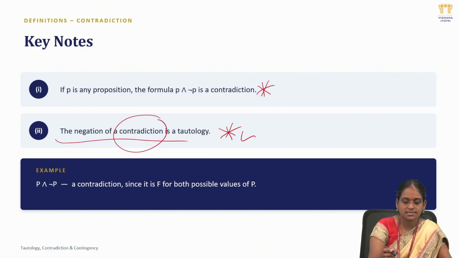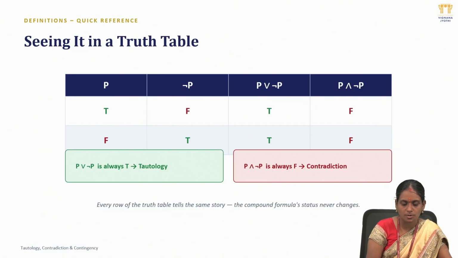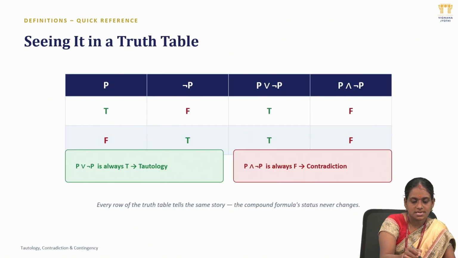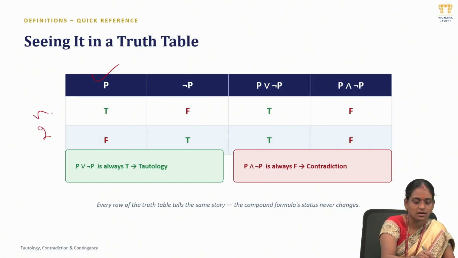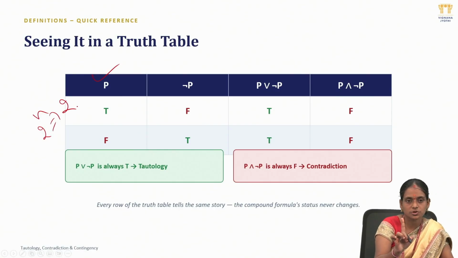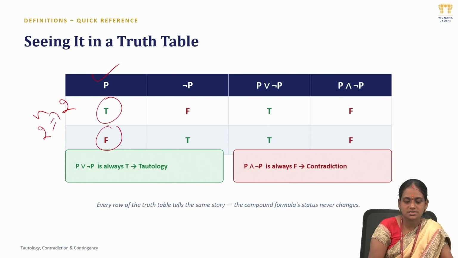How are we going to check this? Further we will see in problems. Just see it here in the truth table. I am considering one variable P. How many combinations do we need? 2 power n, where n is the number of variables. Only one variable, so we need to consider only 2 combinations: one is true, one is false.